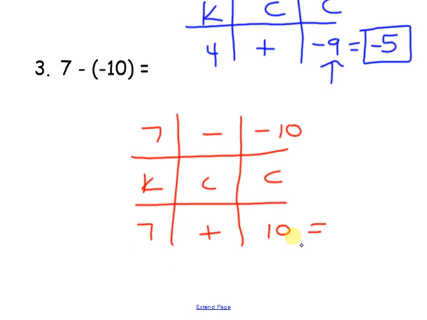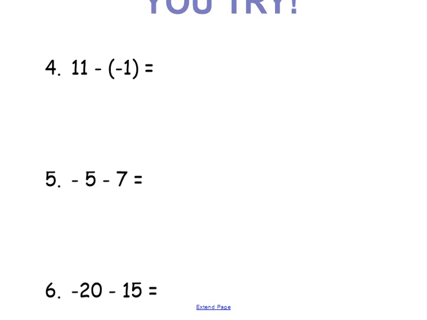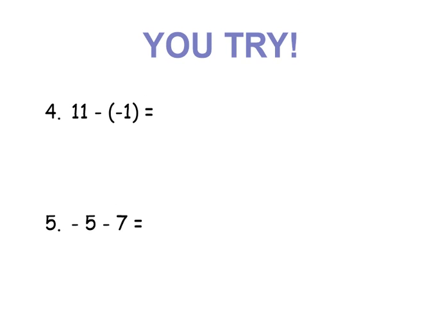And now I have two positive numbers, so I know that I add and keep the sign. So I'm going to add 7 plus 10, which is 17, and they're both positive, and so my answer will also be positive. Okay, you go ahead and try these three examples. I will also set up my tic-tac-toe board, and I'll go through them when you're done.